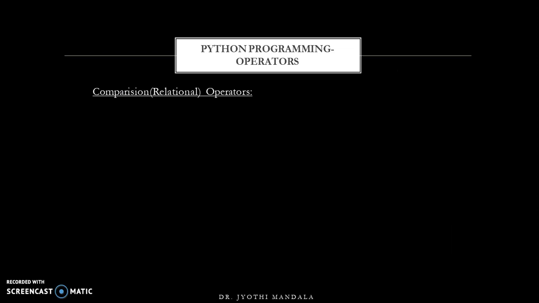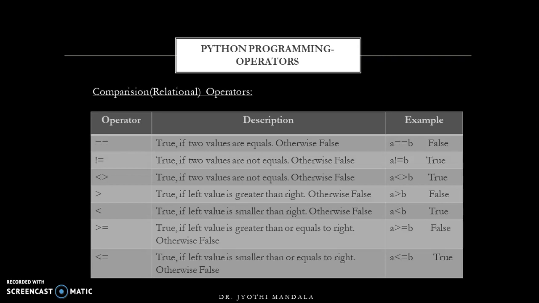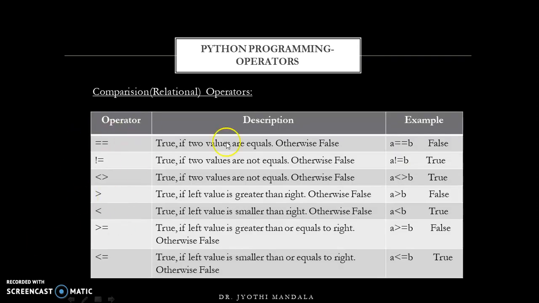Next one is comparison, which are also called relational operators. These are all the relational operators available in Python, which are the same as in other programming languages like C and Java. So double equal to is used to check whether two values are equal or not.